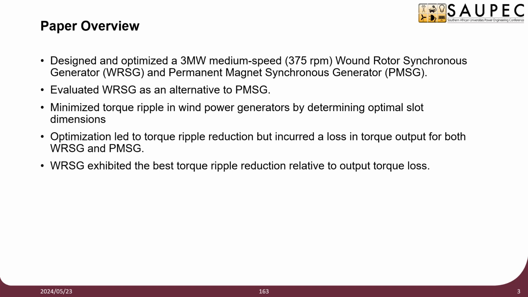The optimization process focused on determining optimal stator slot dimensions for both generators and rotor slot dimensions for the WRSG. The optimization process resulted in a reduction in torque ripple, but at the cost of a loss in torque output for both the WRSG and PMSG. The WRSG had the best torque ripple reduction to output torque loss.